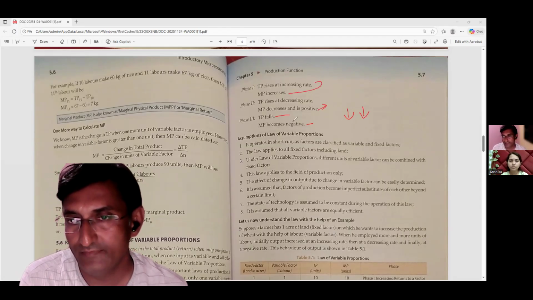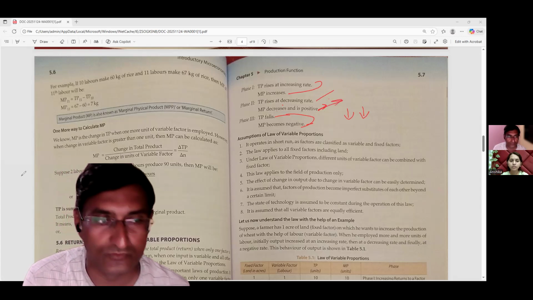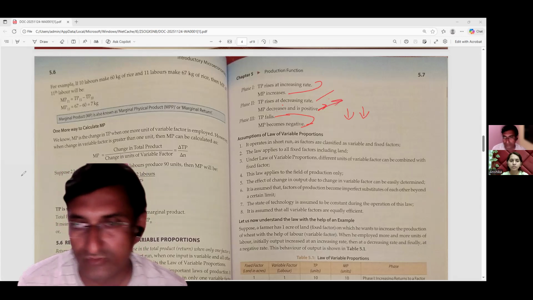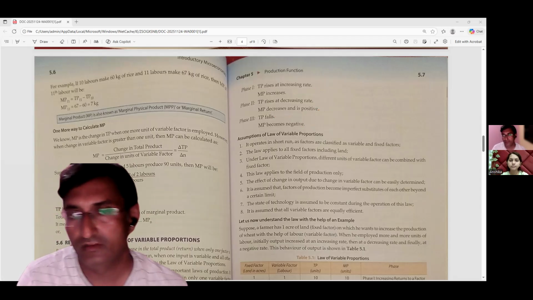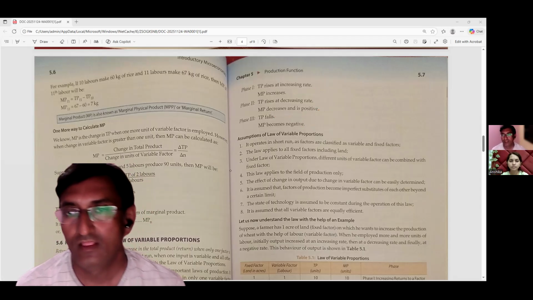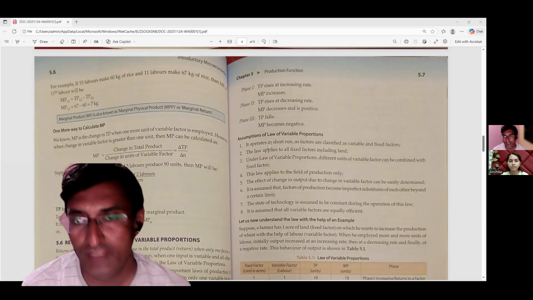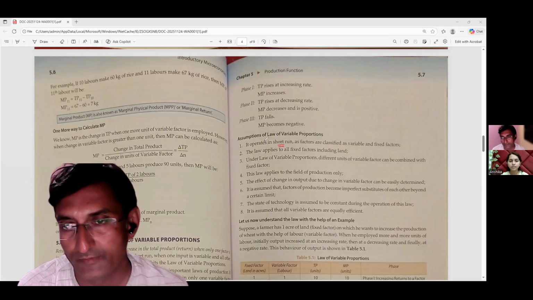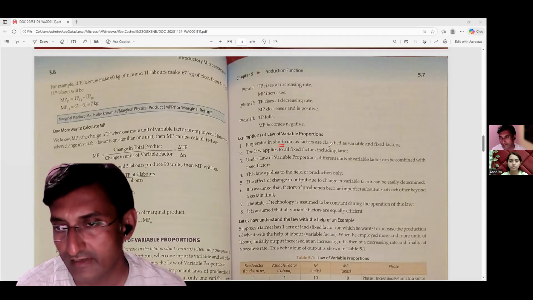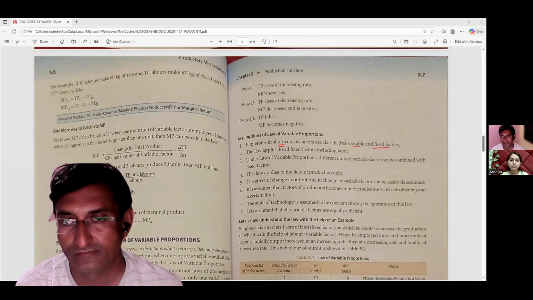Because both things are the same. This one also is the same. But in this case, TP rises at a decreasing rate, but MP decreases and remains positive. I think it will be understood with the help of this table only. A few assumptions are there for the variable proportion. Let's see how it operates in the short run only.